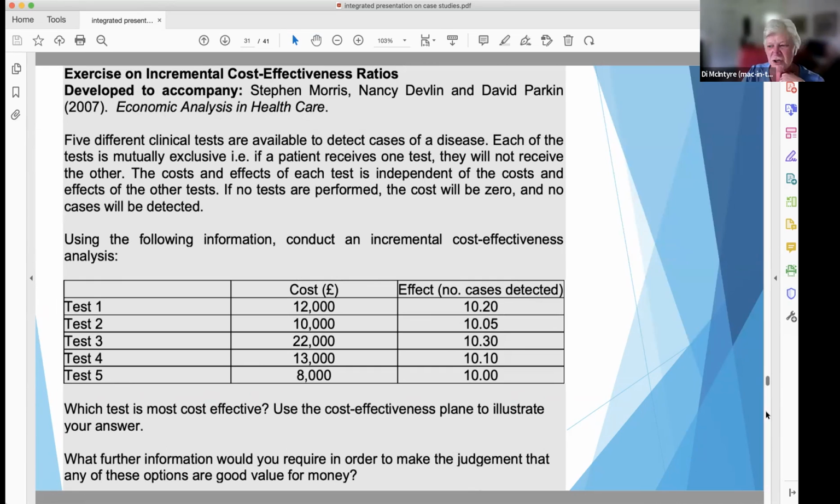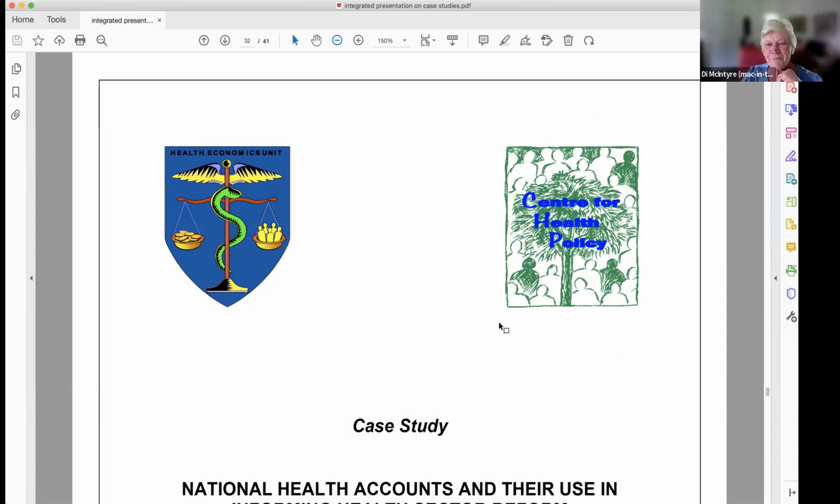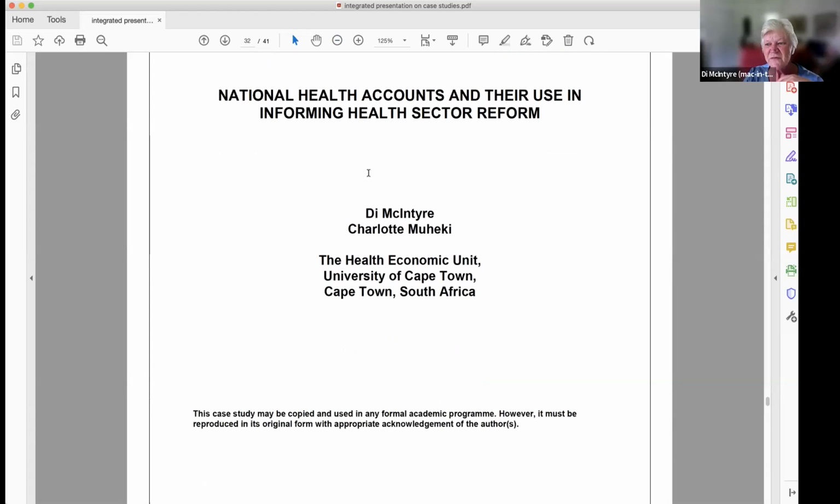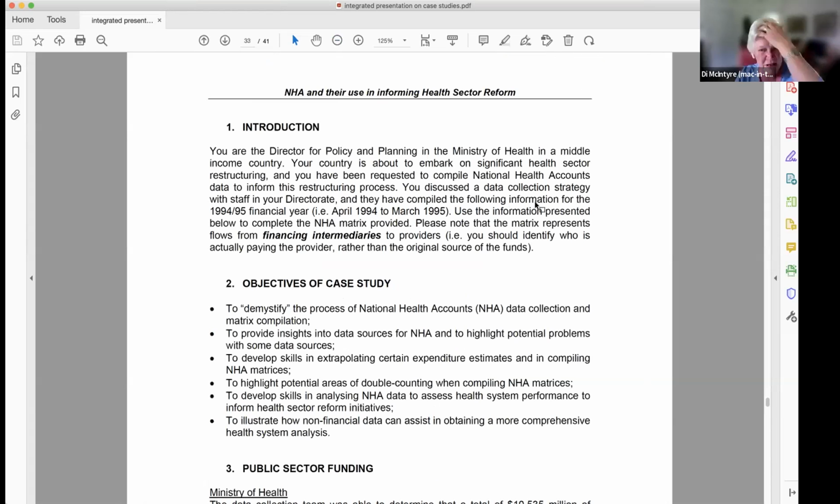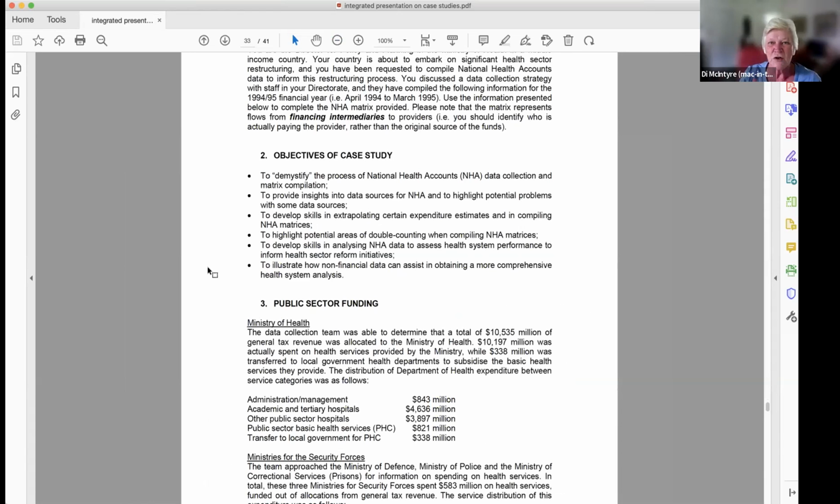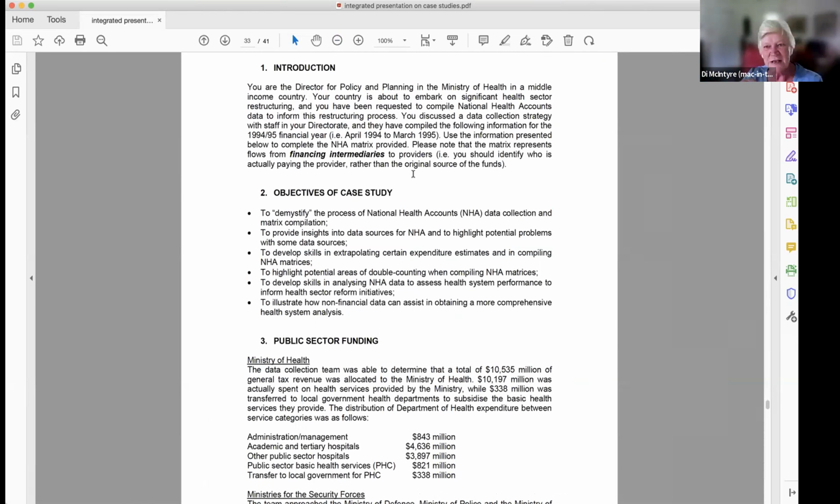The last one that I'm going to briefly go through is a number crunching exercise around national health accounts, and it develops skill in how to actually do this and do some of the calculations, etc. And it provides all the information. If you were doing a national health account, you'd actually have to go out and collect all this data, but it's provided in the case study. But it's not completely straightforward. There are some little tricks in it, and it's to again get people to understand some of the concepts.